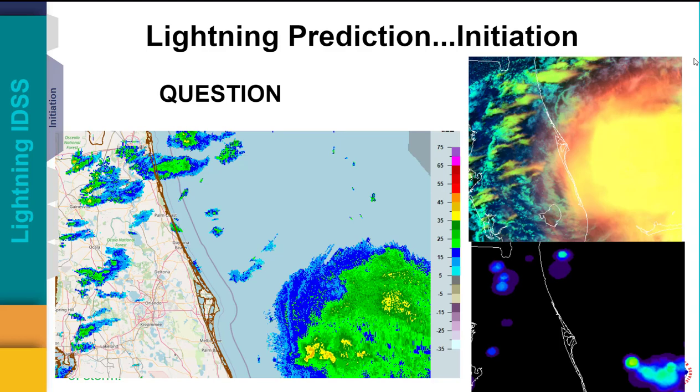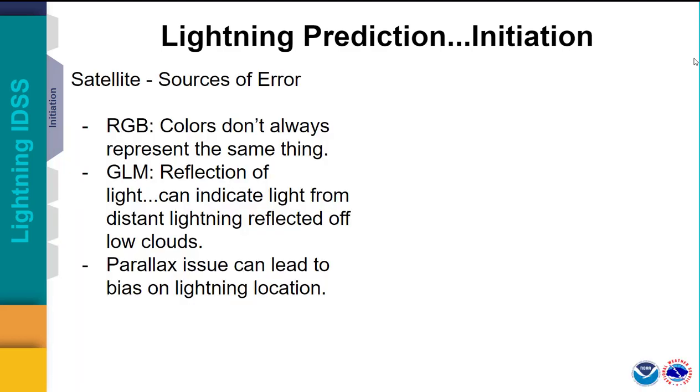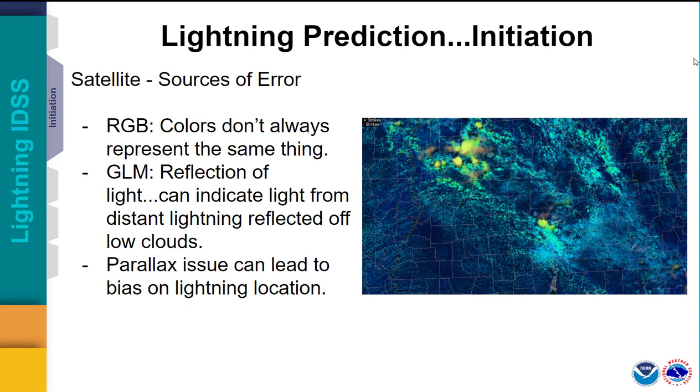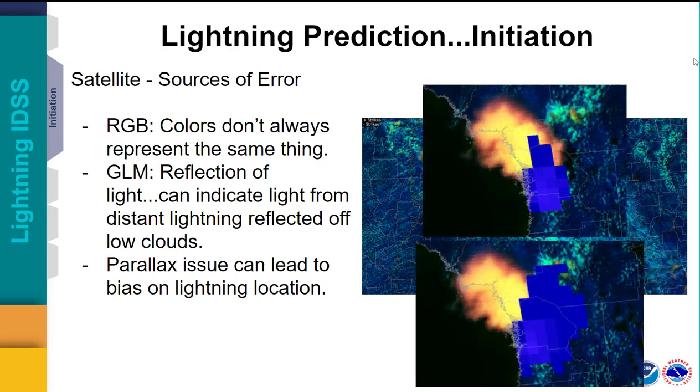Keep in mind that there are sources of error associated with these data sets. For one thing, for the RGB, the colors do not necessarily represent the same thing. The appearance of a yellow shade does not necessarily mean graupel has formed within the developing convective cell. Where GLM shows lightning is not necessarily where the lightning occurrence may be, such as when you have the light reflect off low clouds a considerable distance away from the lightning strike.